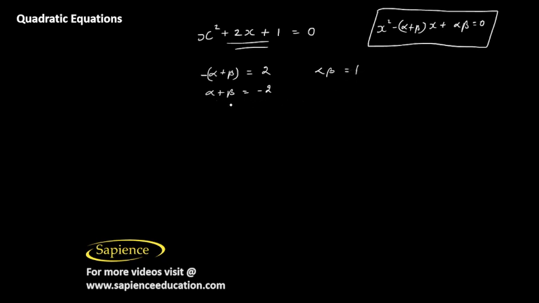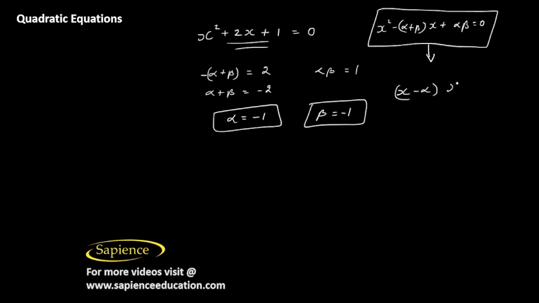Now we need to find two numbers such that when we add them, we should get minus 2, and when we multiply them, we should get 1. Which two numbers do this? Both the numbers are 1. If both the numbers are 1, then this is possible. Sorry, both the numbers must be minus 1. If alpha equal to minus 1 and beta is equal to minus 1, then yes, on adding them we are getting minus 2, and on multiplying them we are getting 1. So the factorized form of this general formula is x minus alpha into x minus beta equal to 0.